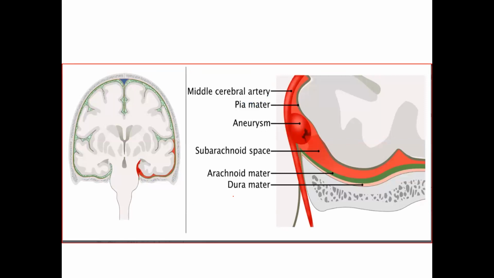So let's see where the subarachnoid space is. This is the skull, going from the exterior to inside, or from the outside in. When we come in, this is the skull, and this is the dura mater. The meninges is the covering or the lining of the brain.